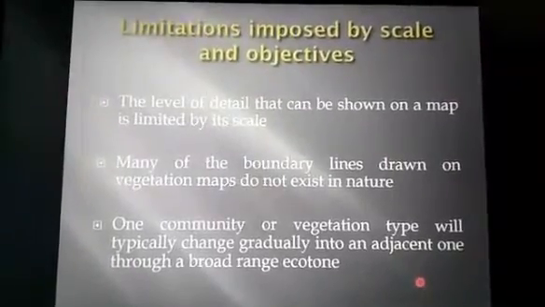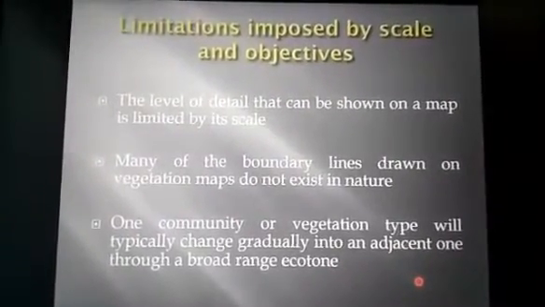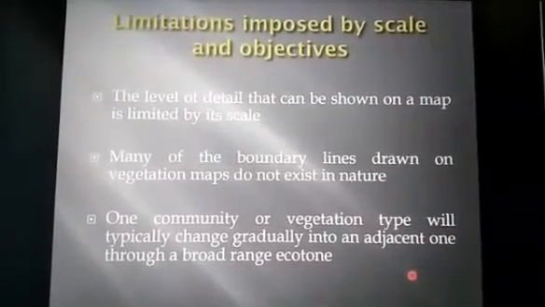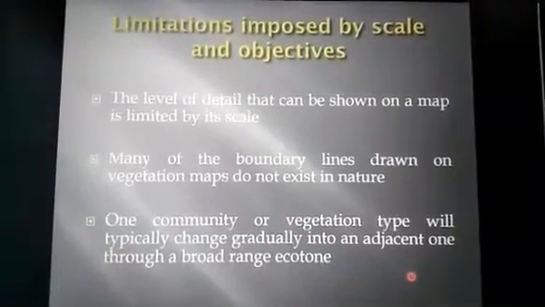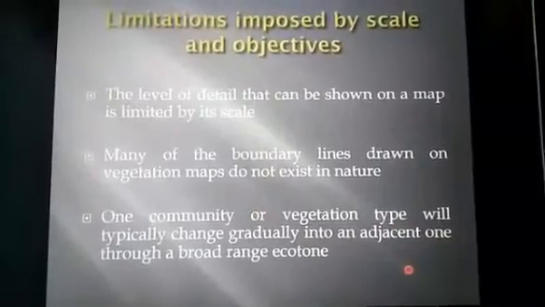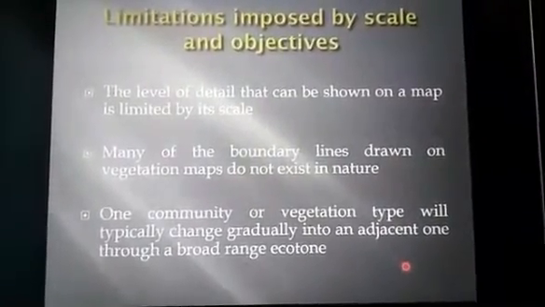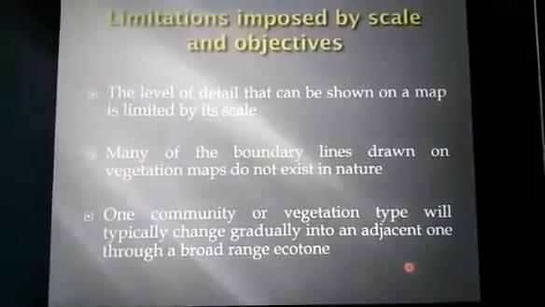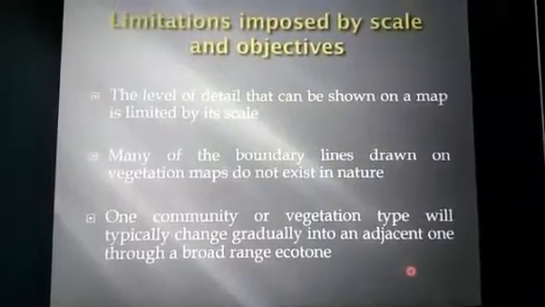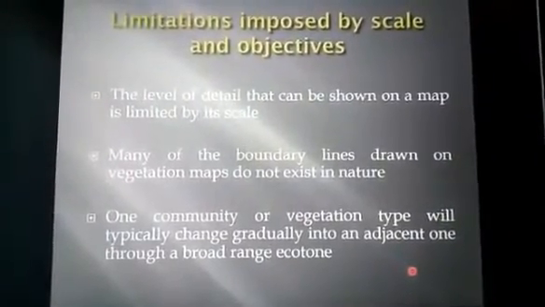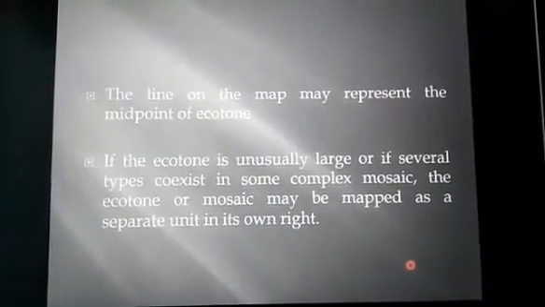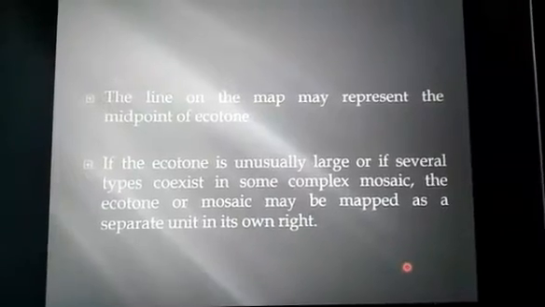So it also has some limitations, which are imposed by the scale and also the objectives. So the level of detail that can be shown on a map is limited to a scale. Many of the boundary lines drawn on the vegetation maps do not exist in nature. The community of vegetation type can typically change gradually into an adjacent one through a broad range ecotone. So the line on the map may represent a midpoint of an ecotone instead of a boundary line.